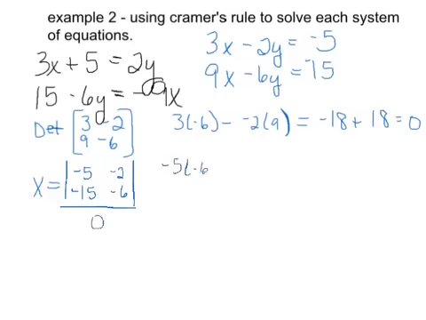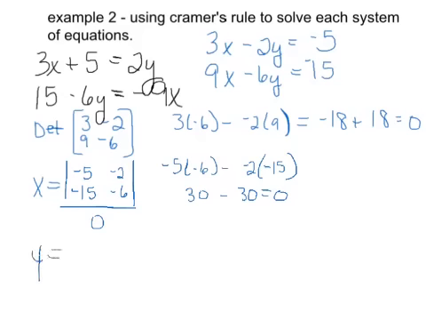So -5 times -6 minus -2 times -15. That gives me +30 minus +30 is 0. Since at least one numerator is 0, the system is dependent, has infinitely many solutions.